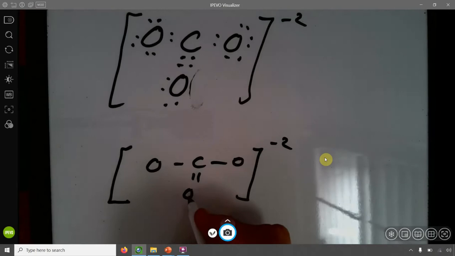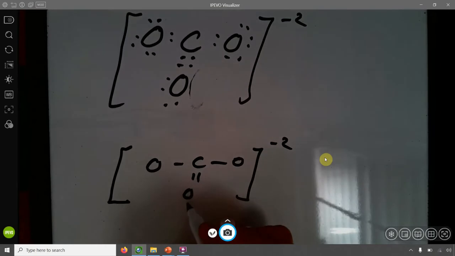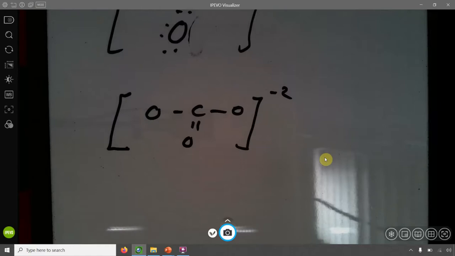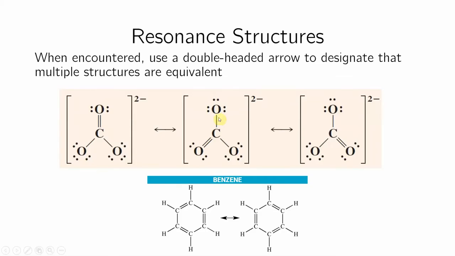But then again, I can't just describe this to be the coolest oxygen around. They are all equivalent. So what you actually do is you show that it's a resonance structure. And they kind of go back and forth. And this is like a 1 1/3 bond, if you will. So all 3 are equivalent. It happens in benzene too.